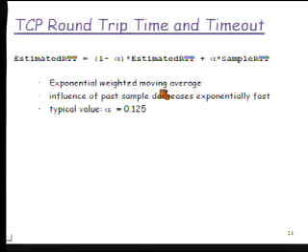This is a well-known averaging technique called exponential weighted moving average. And what it does is that the influence of past samples decreases exponentially fast. So this technique forgets history. It keeps a moving average and it starts forgetting history very fast, exponentially fast. And it depends on what the value of alpha is. Typical value of alpha is 0.125.